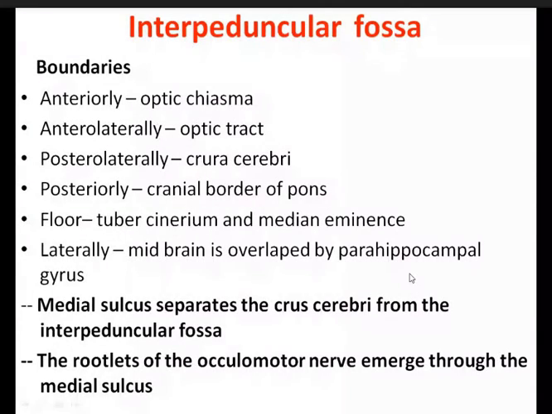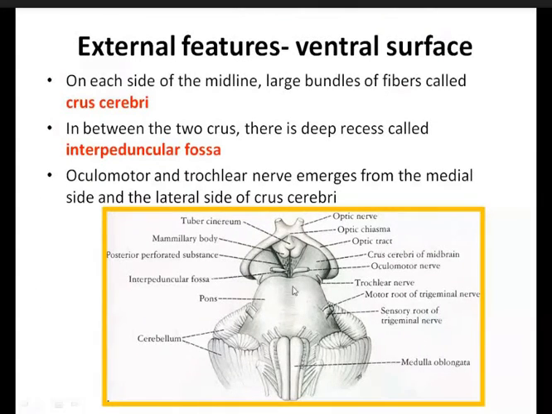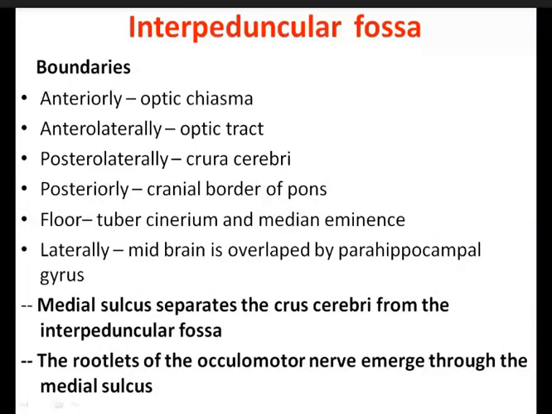The medial sulcus separates the crura cerebri from the interpeduncular fossa, and the rootlets of the oculomotor nerve emerge through the medial sulcus. This is the medial sulcus, and the rootlets of the oculomotor nerve can be seen here. These are the features present near the interpeduncular fossa and its boundary. Optic chiasma, optic tract, crura cerebri, and the cranial border of the pons form the boundary of the interpeduncular fossa. In the floor we can see the tuber cinereum and the median eminence, and laterally the parahippocampal gyrus.